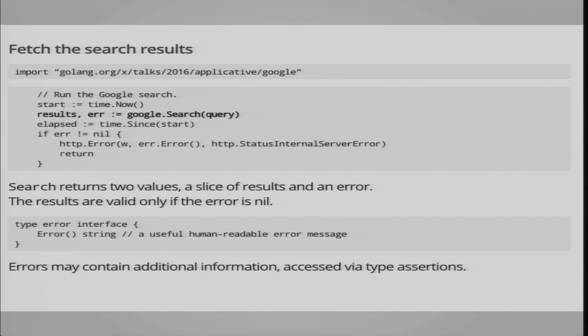So now we're going to fetch the search results. Here we're going to use a package I'll show you later. The package is called Google. Here what you're seeing is an import path for a package in Go.